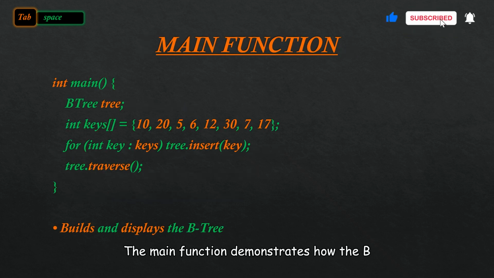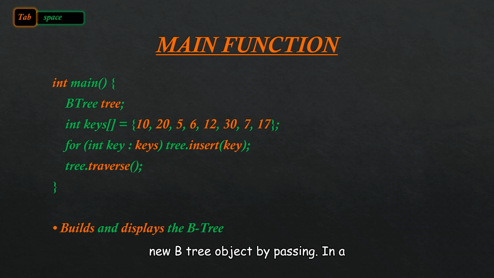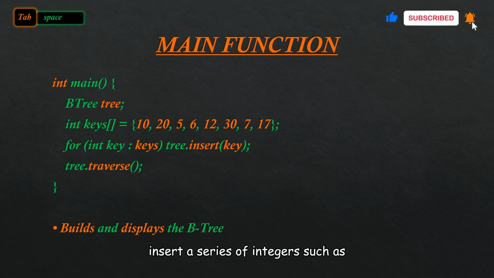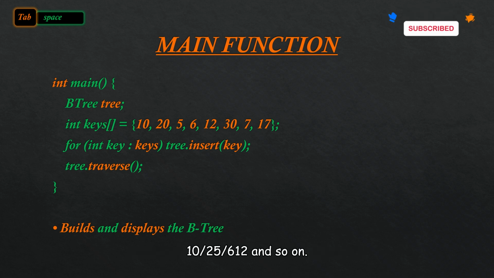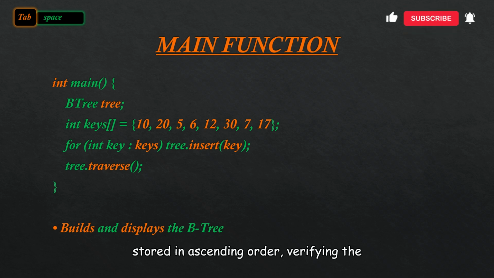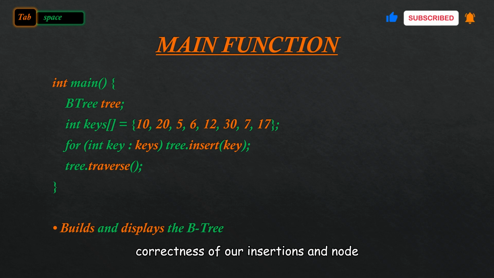The main function demonstrates how the B tree works in practice. We first create a new B tree object by passing in a minimum degree, for example 3. Then we insert a series of integers such as 10, 20, 5, 6, 12, and so on. After all insertions are done, we call the traversal function to print the tree. The result confirms that the keys are stored in ascending order, verifying the correctness of our insertions and node splitting logic.